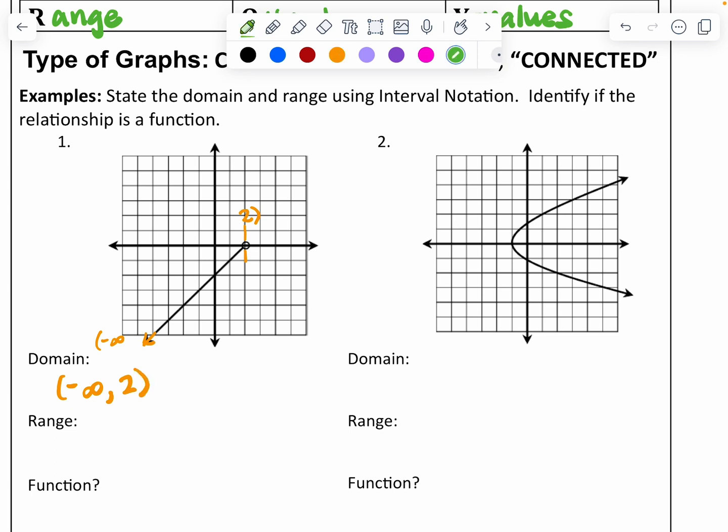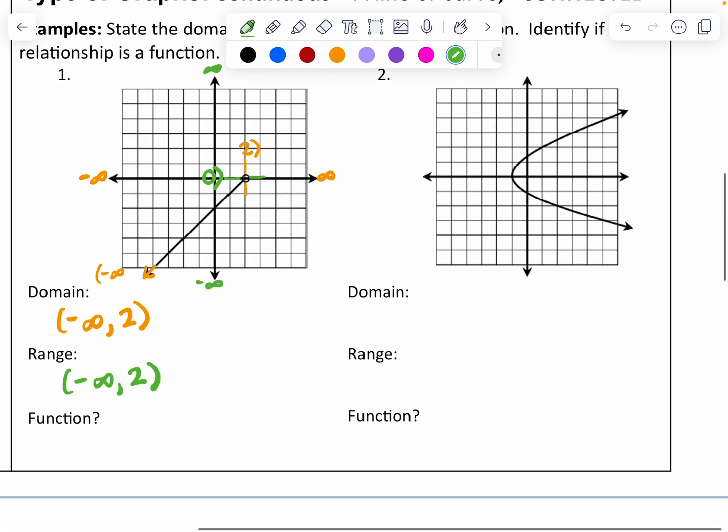The range, the top of the graph is here with an open circle, so that's going to be 0 with a parentheses. Actually, it's probably going to go on this side. And then again, it's going down towards negative infinity. Remember, this would be positive infinity. This is negative, positive. So for the range, it's going to be negative infinity to 2 with a parentheses. And this is a function. It passes the vertical line test.